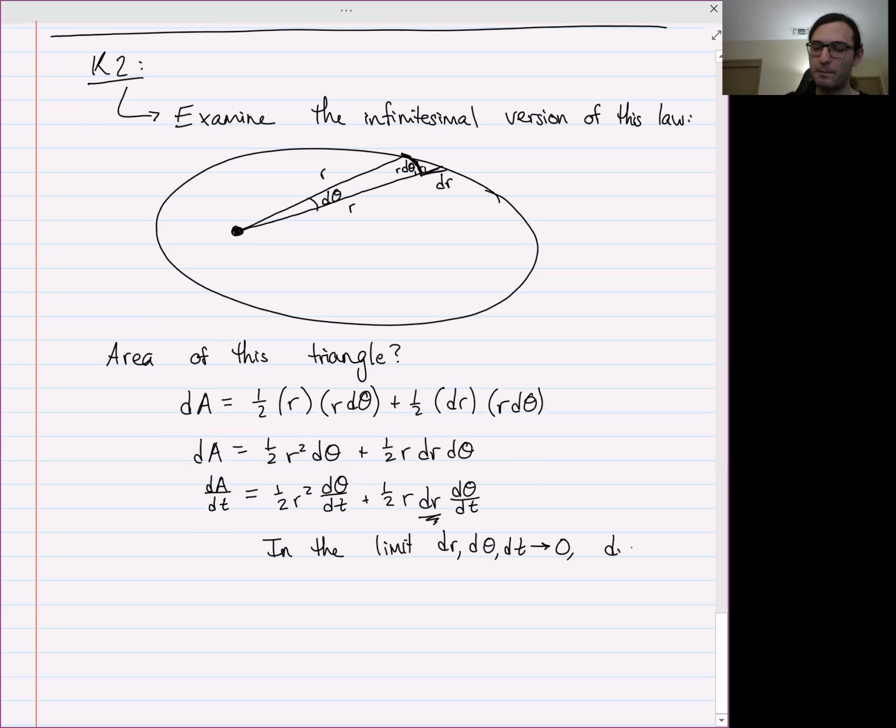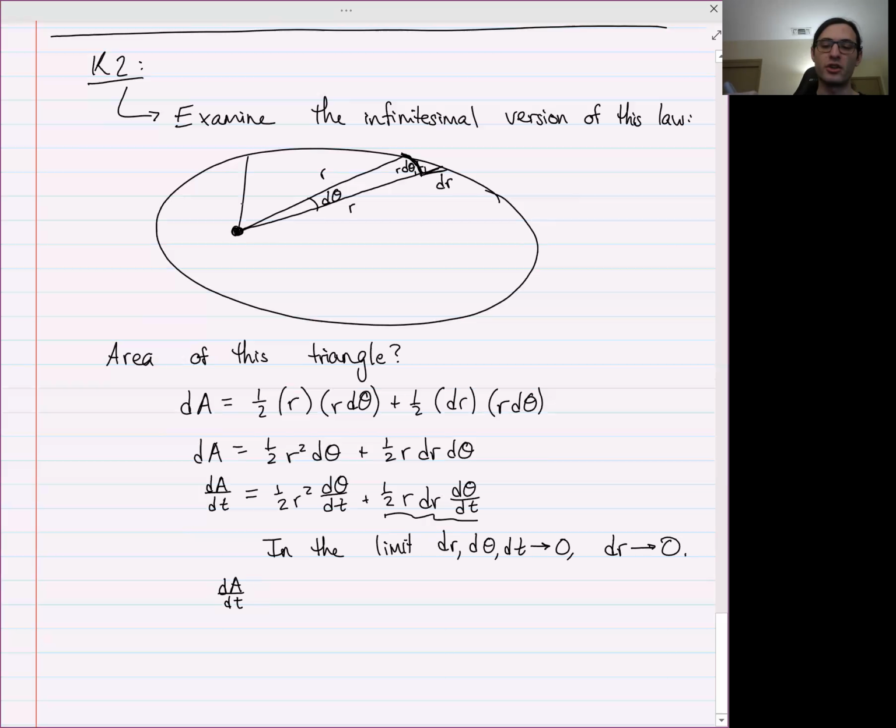So in that case, in that limit, this whole term vanishes. So what we're left with is dA/dt, the time derivative of the area. So the area will increase as you increase this theta.